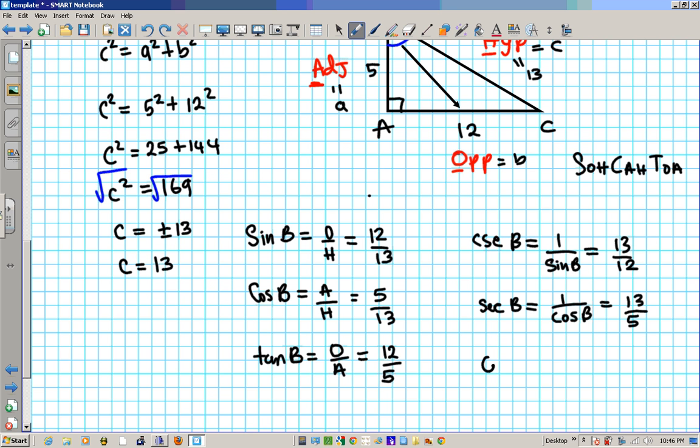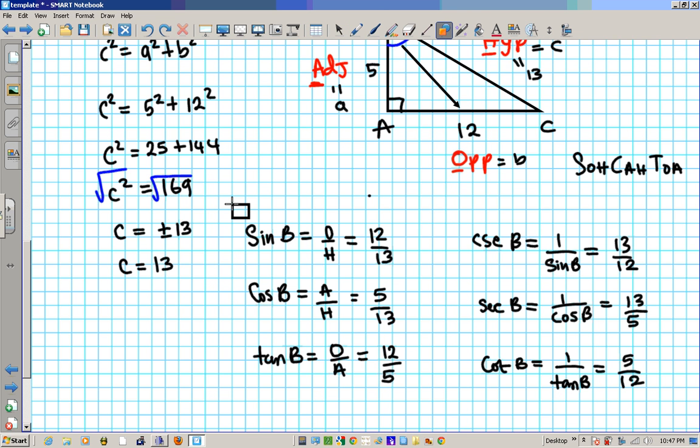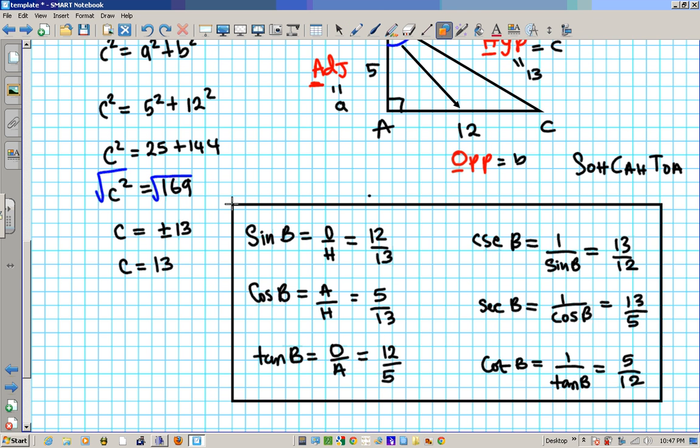And then the last one is cotangent B. Cotangent is the reciprocal of tan, so you do 1 over tan, or you just reciprocate this, which is 5 over 12. And there goes your answer. So you basically have 6 answers for the question. Okay? So there you have it.